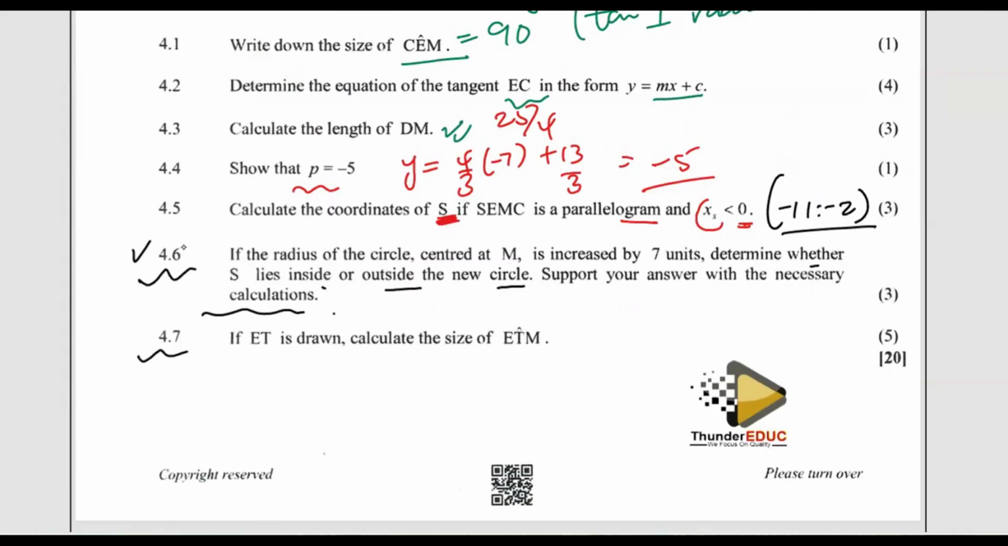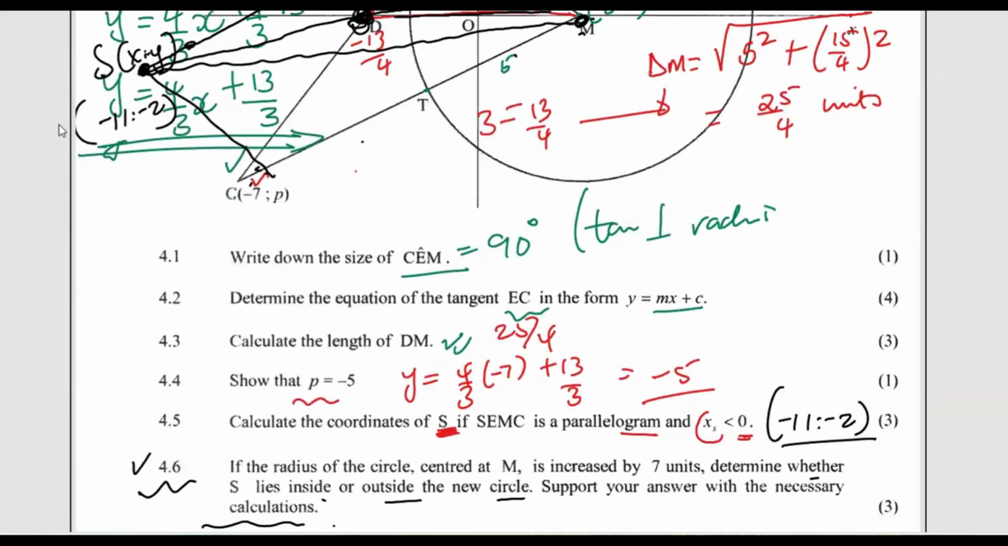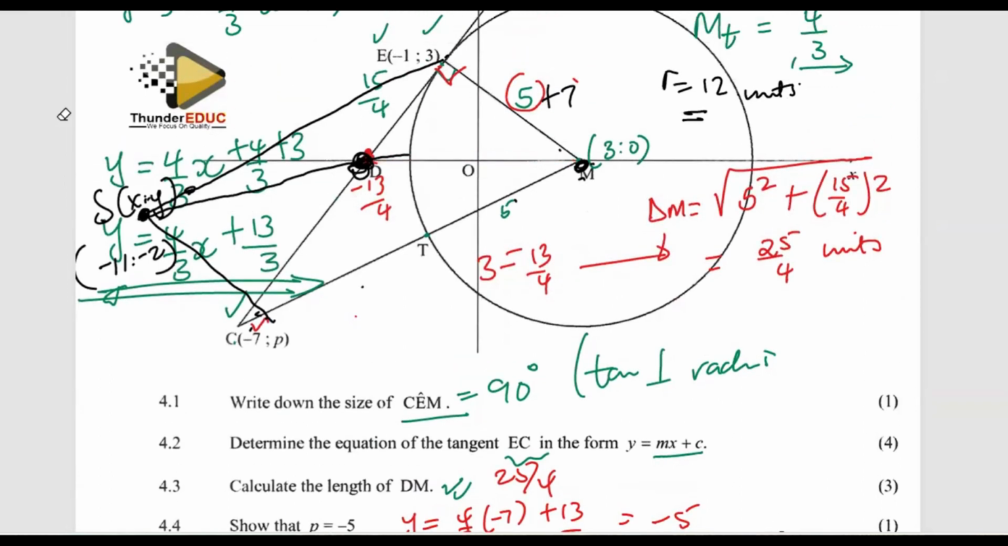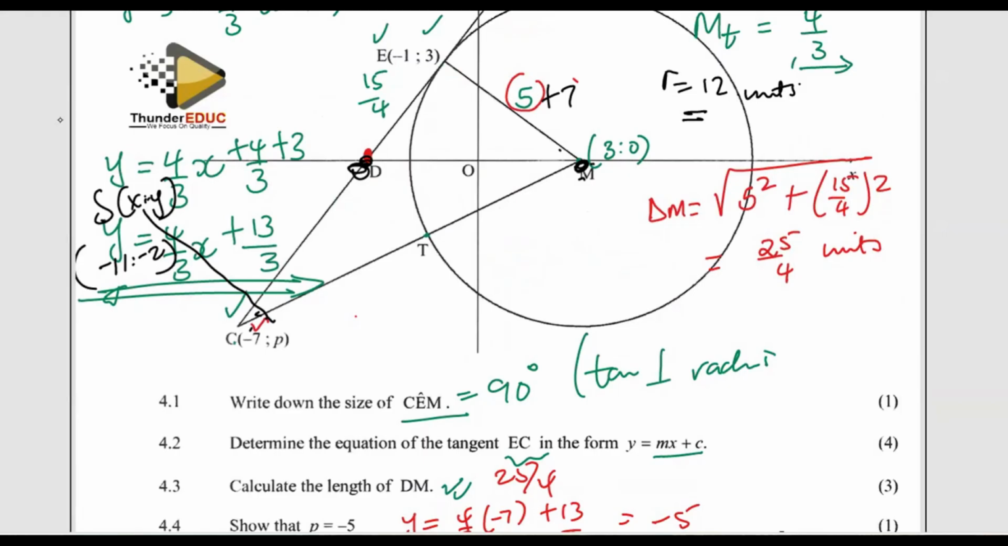All right, 4.7 for 5 marks. This question. Let's see if it makes sense. Because me looking at it, I'm going to do still a longer approach to get to the answer, which might annoy some people, eh? But let's give it a try. So we have a line that is being drawn for us, and that line is called BT. They want us to find the angle, okay? Which angle is ETM, this angle here.